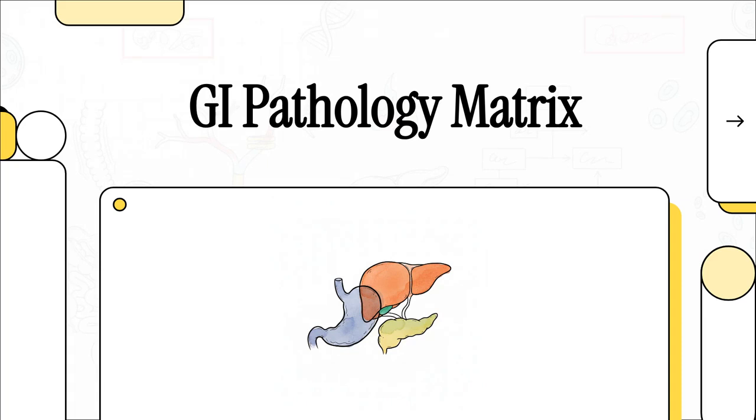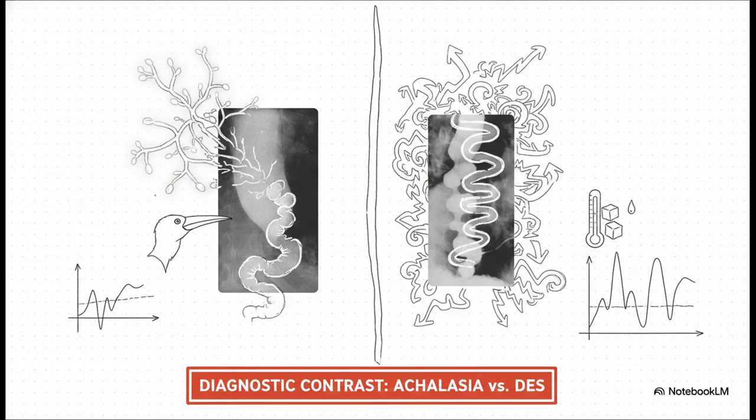All right, let's jump straight into this explainer on the algorithmic matrix for esophageal, gastric, hepatobiliary, and pancreatic pathologies. We're kicking things off with Module 1, esophageal dysmotility and transmural disruption metrics. Take a look at the rigid contrast between these two major motility disorders.